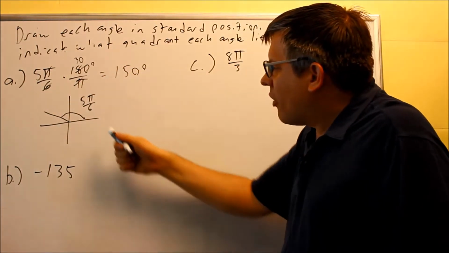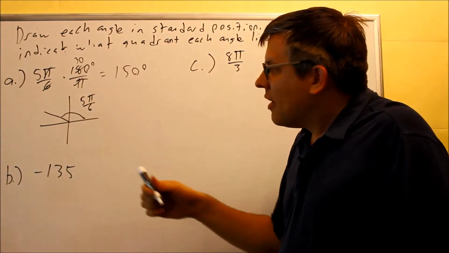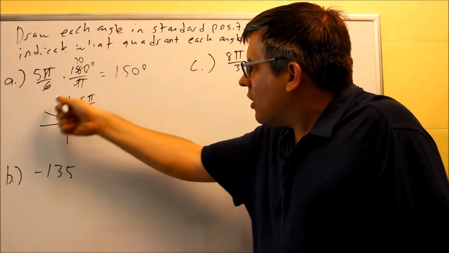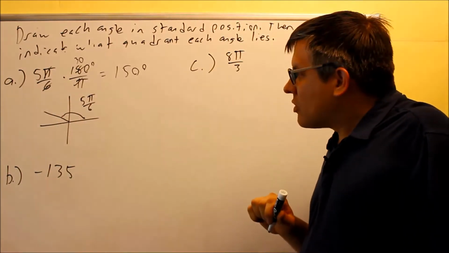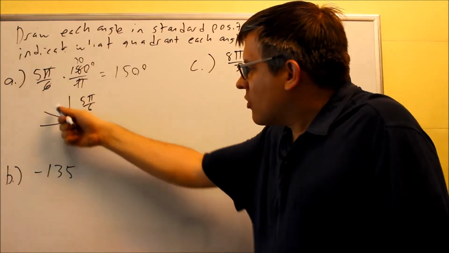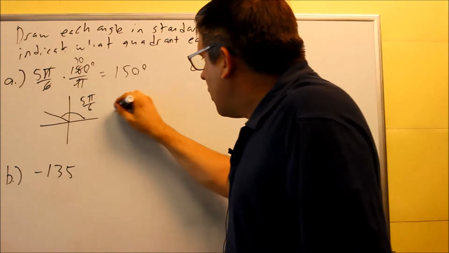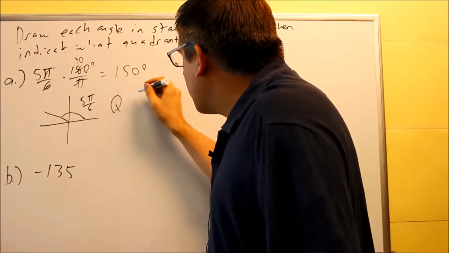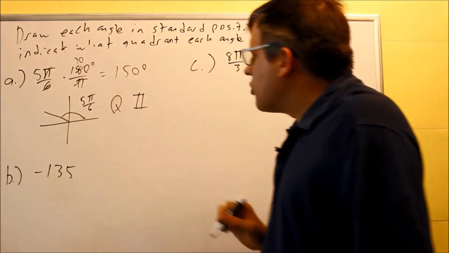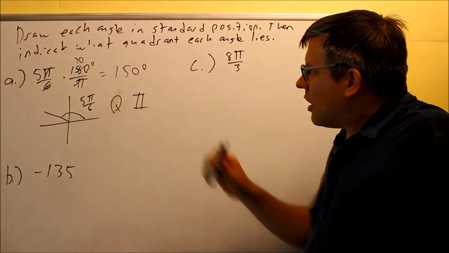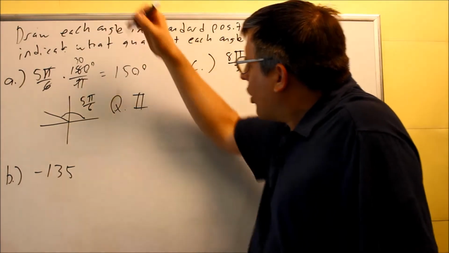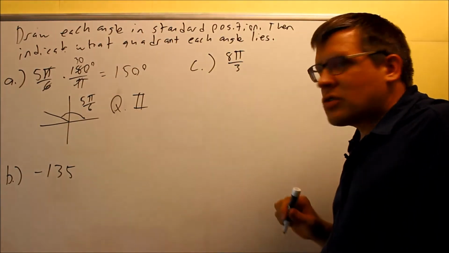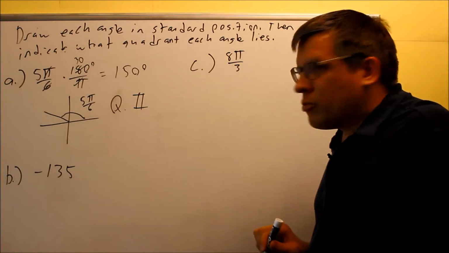And again, how I knew what quadrant to draw it in is because this is 180 and this is 90, as talked about previously, which means that your angle is going to have to go there. For the quadrant, it'd be quadrant number 2, and that would be the answer to the second question. So again, they want to indicate what quadrant each angle lies in. In this case, it's going to be quadrant number 2.